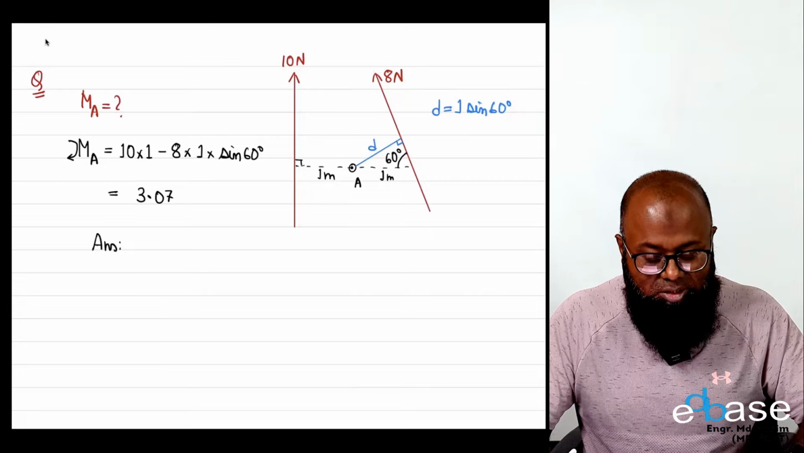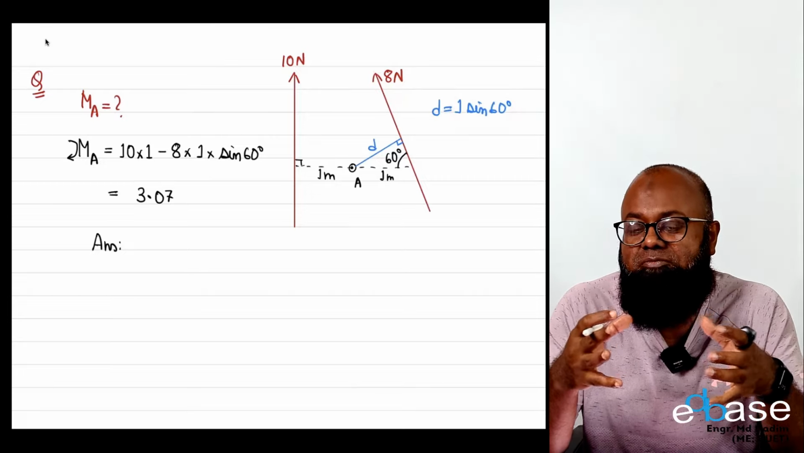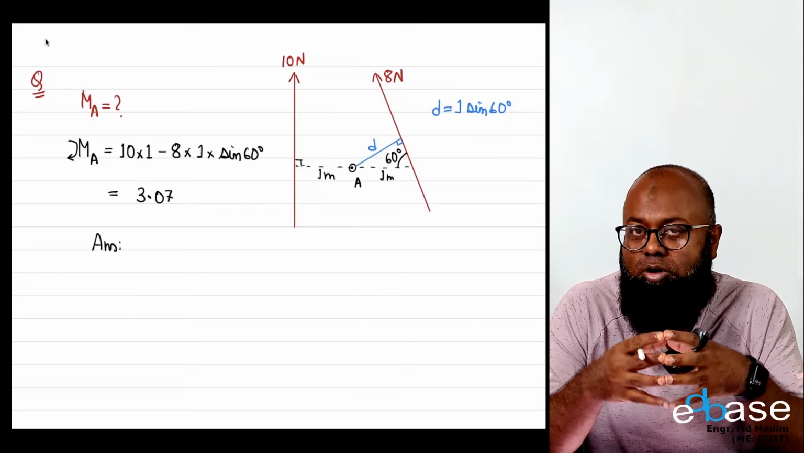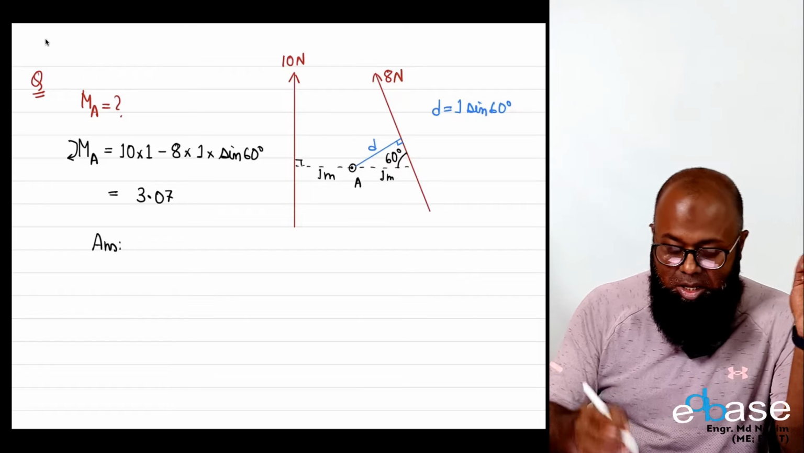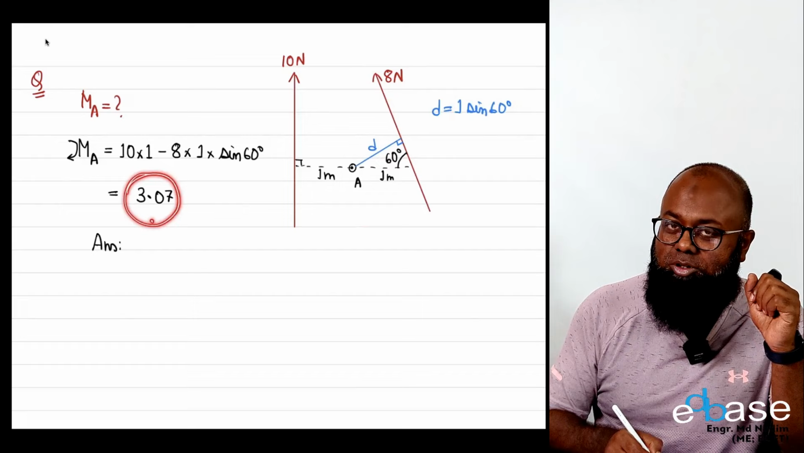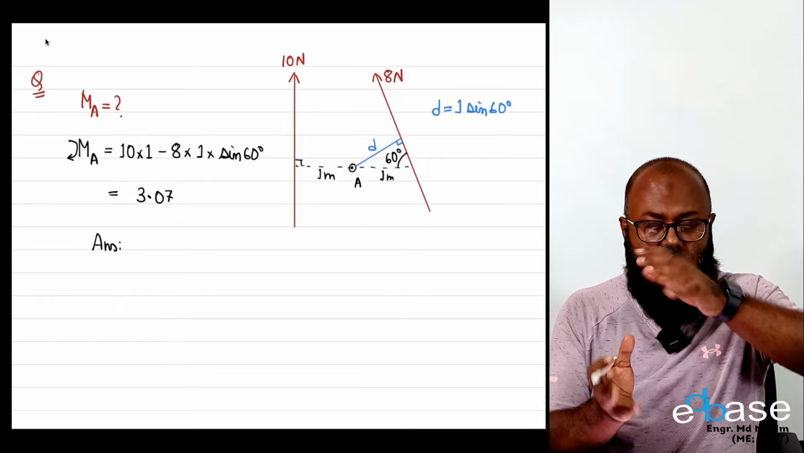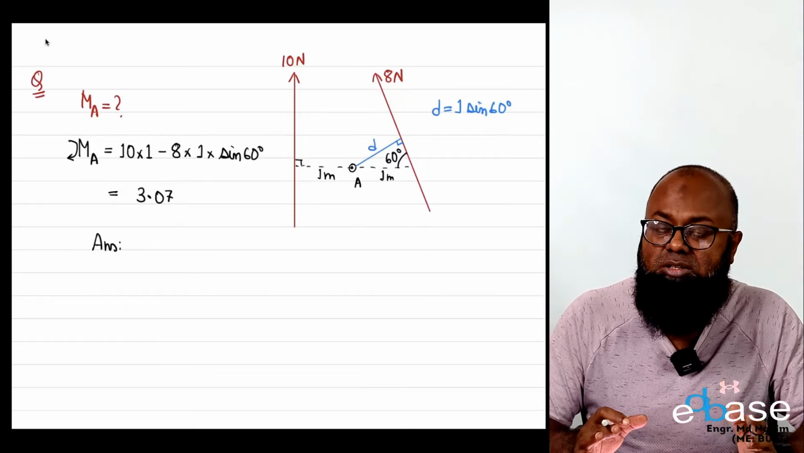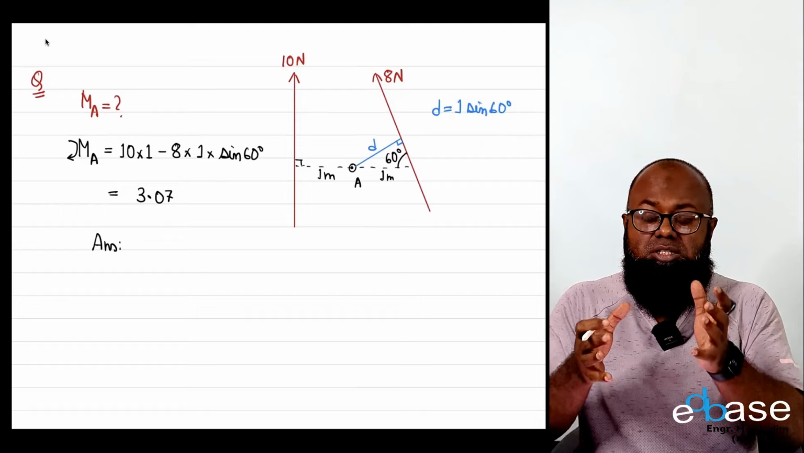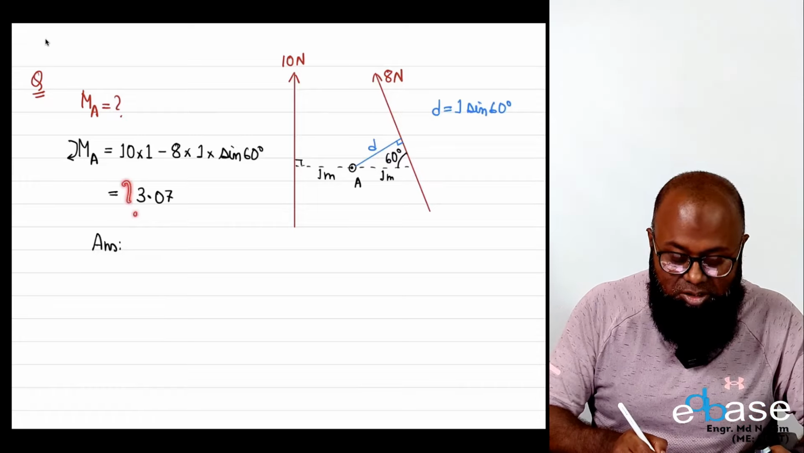Now, what is the significance of this positive value of this net moment or resultant moment? Positive means you took the clockwise sense of rotation as positive. Now the answer is positive, that means the whole system will move clockwise. If the answer would come negative, that would mean the system would rotate anti-clockwise. So this is the significance of this sign here.